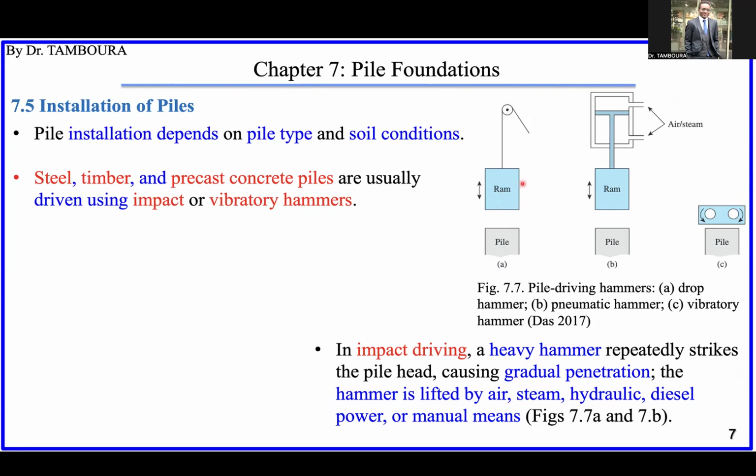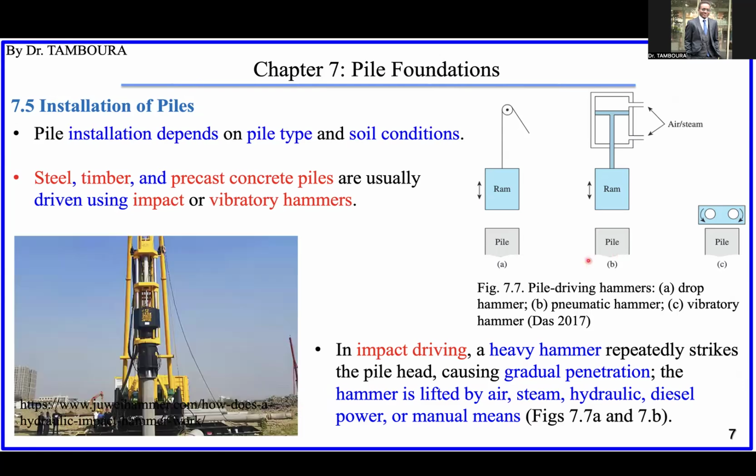So the ram, the hammer, is dropped on the pile head. This, for example, uses just a rope or cable lifting the ram, lifting the hammer, and dropping it on the pile head. But this one uses a little bit of air or steam to lift the hammer and drop it. But anyway, the principle is the same: hitting the pile head with a heavy hammer and the pile gradually penetrates the ground. That's the impact driving.